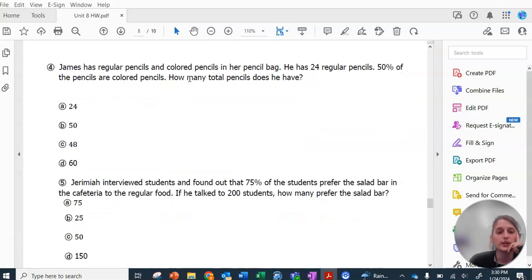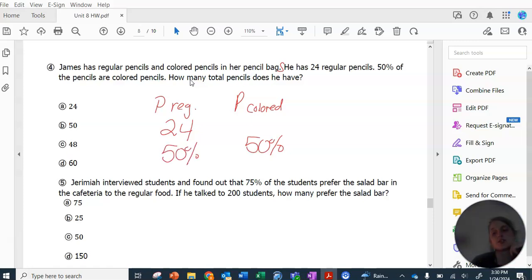On the back, James has regular pencils and colored pencils in her bag. Oh boy. She has 24 regular pencils. So we've got part of the bag is regular and part of the bag is colored pencils. 24 regular pencils and 50% of the bag is colored pencils. So the total of the bag would be 100%. That means this is also 50%. So see if you can figure out how many colored pencils there are.